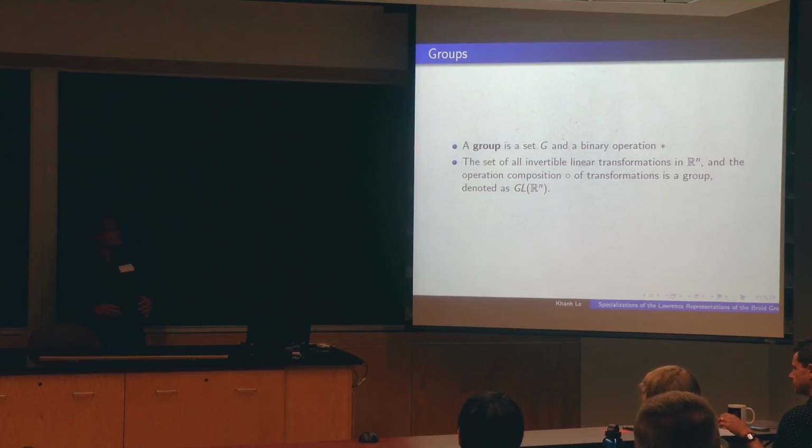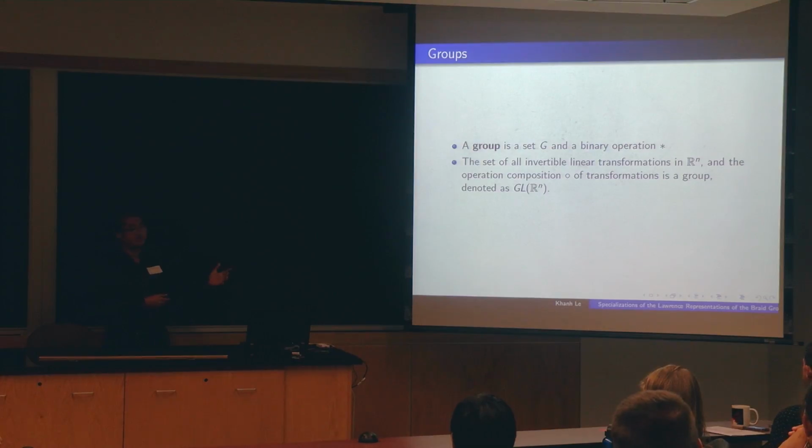A group can basically be thought of as a generalization of the number system, with a set that contains elements behaving like numbers and a binary operation that behaves like multiplication. For example, the set of all invertible linear transformations in n-dimensional space, with the operation of composition of transformations, forms a group. And since linear transformations can be represented as matrices, this group is completely equivalent to the group of invertible matrices of size n by n.